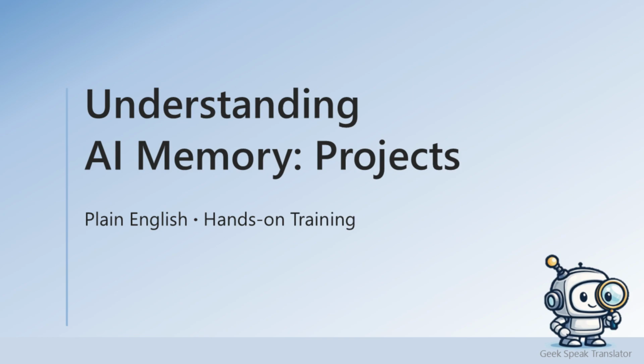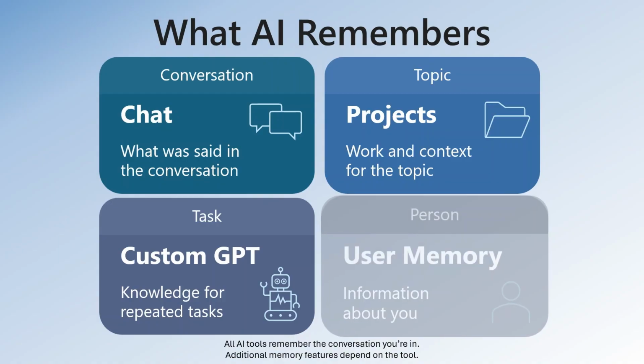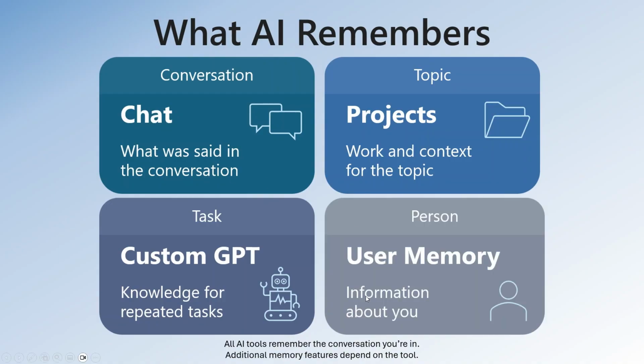AI has different layers of memory, and what gets saved can vary. The four common ways AI tools remember information are chat, projects, custom GPTs, and user memory. Note that most AI tools remember the current conversation, but the other types of memory vary depending on the tool.